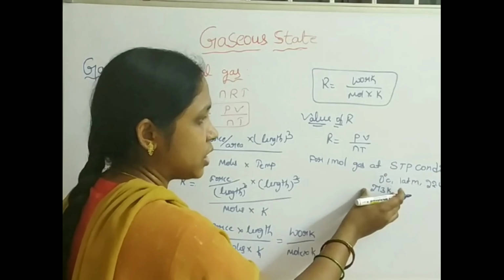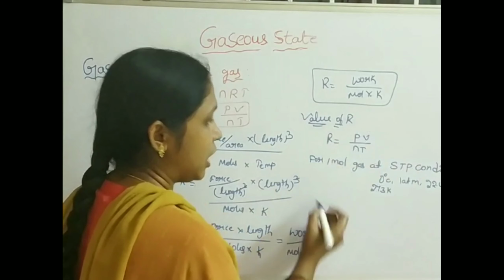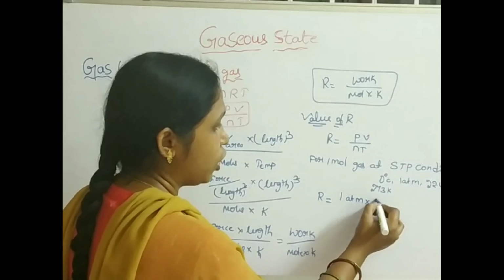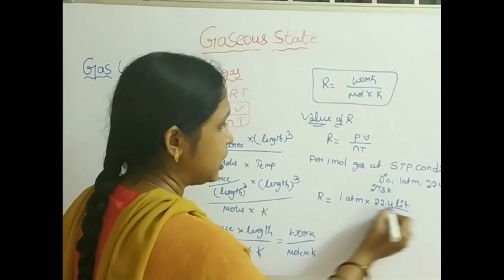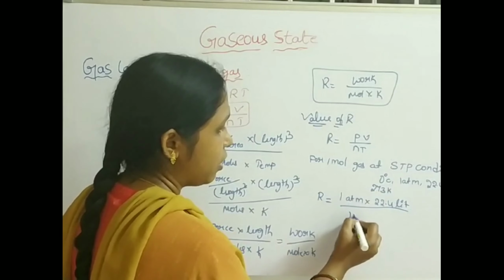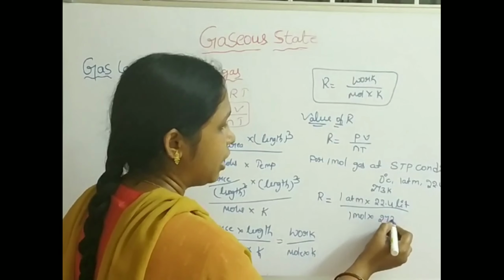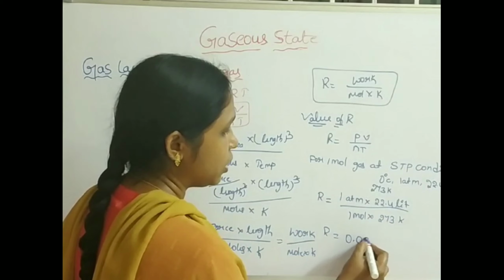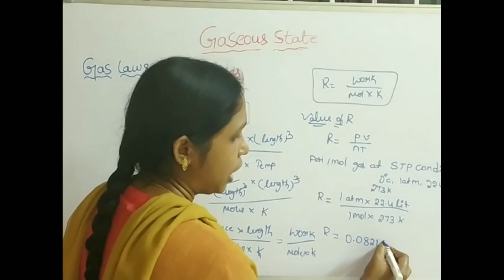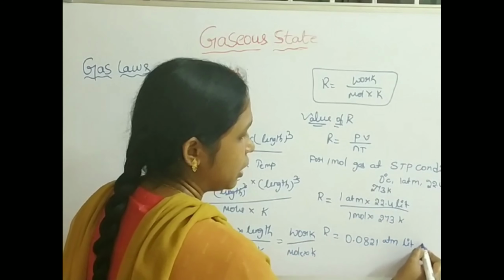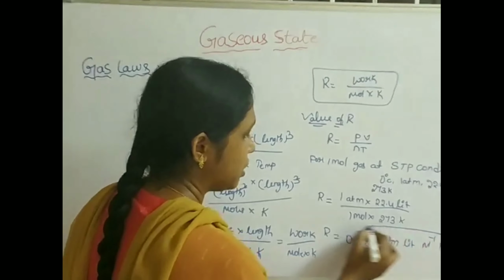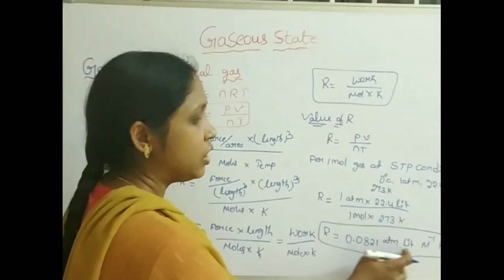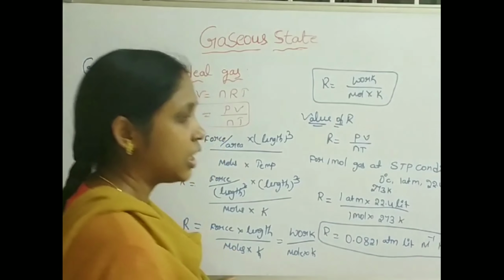Here you know the number of moles, temperature, pressure and volume. Substitute in the above equation. R equal to P is 1 atmosphere and volume is 22.4 liters, divided by n is 1 mole and temperature 273 Kelvin. You will get the R value 0.0821 atmosphere liter mole inverse Kelvin inverse.